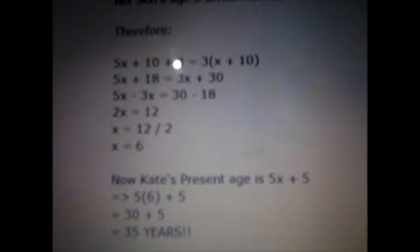Now Kate's present age is 5x plus 5. 5 times the value of x, which is 6, plus 5. 5 times 6 equals 30, plus 5 equals 35 years. Now, her son's present age is x plus 5. 6 plus 5 is equal to 11 years old.